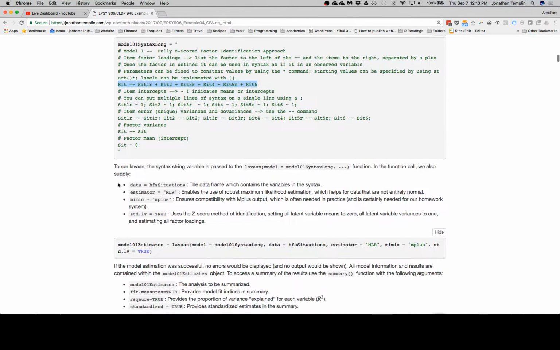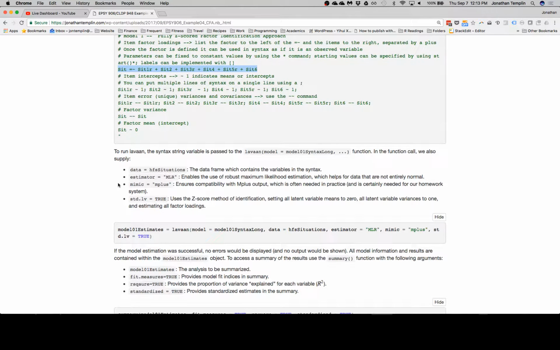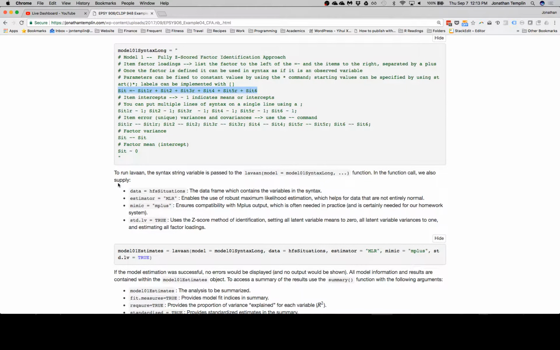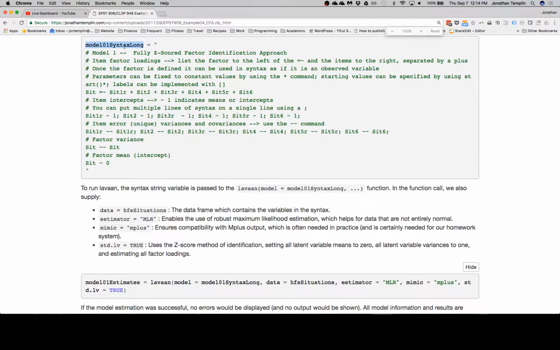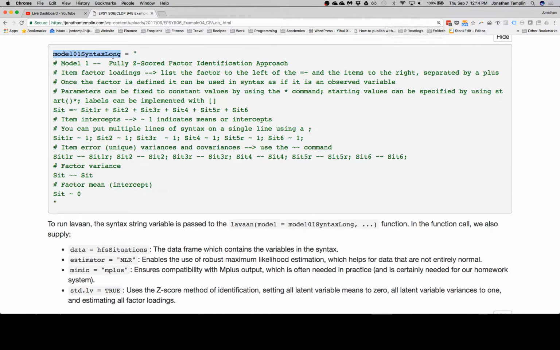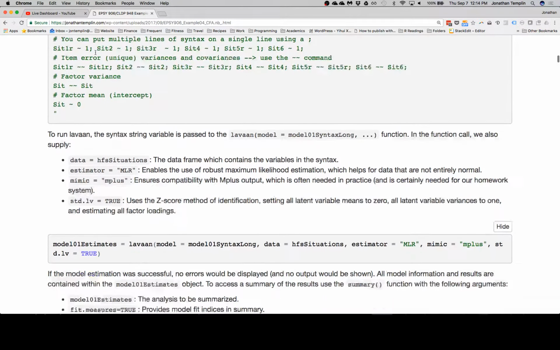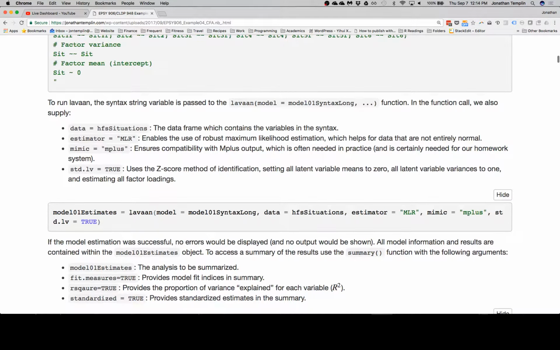Okay, once you have all of this put together, remember, we named that character string model 1 syntax long right up here at the top. Right there. Can you read this? Do you want it bigger? You probably can see it on your own computer from downloading it, but let me just make it a little bit bigger. Is that better? Yep. Okay, so that's the name of the thing that contains all of the characters. It's the lavaan code.